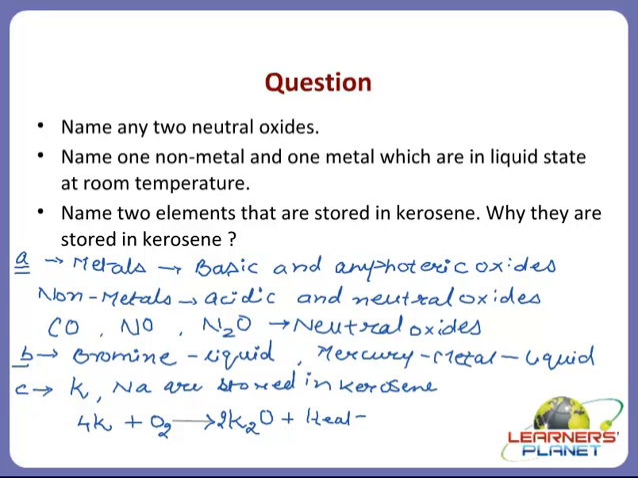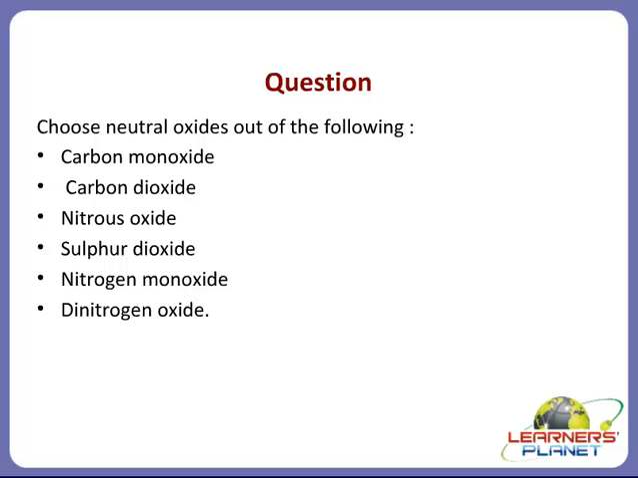Now let's take up our next question. Choose neutral oxides out of the following. Carbon monoxide. I have told you that carbon monoxide is a neutral oxide. Why neutral oxide? Because it is not changing the color of litmus solution. So what is the color of litmus solution, children? It is purple when neutral. So that color is not changed. So carbon monoxide is a neutral oxide.